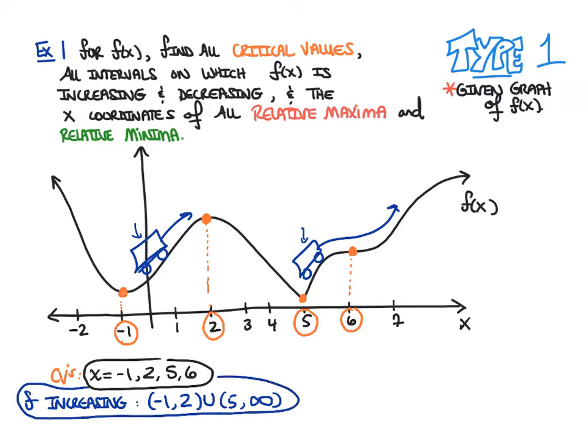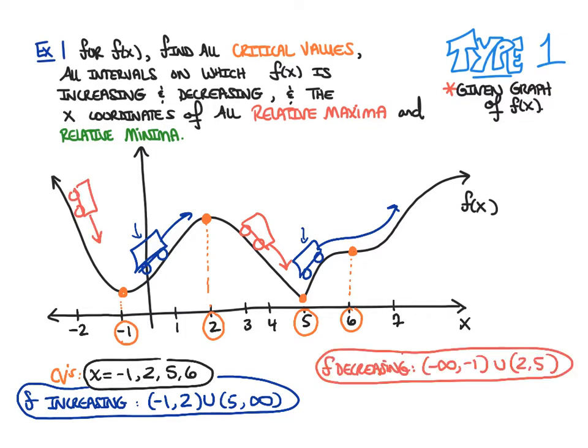All right, you can do the same exact thing for decreasing. With decreasing, I'll look for where my car is going to be going downhill. So it's going to be going downhill on that segment and also on that segment. And as you express those in interval notation, it'll look as follows: -infinity to -1, union with 2 through 5.